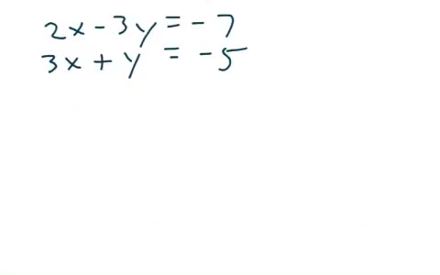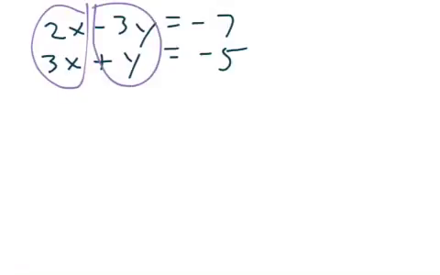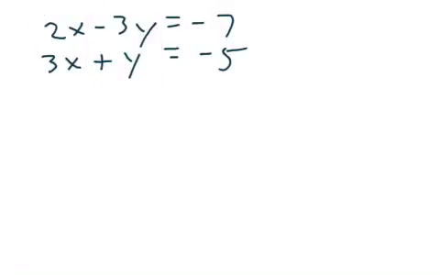Okay, last problem. Well, this one's a little different than the last two, because here's our problem. 2 and 3 don't match up. Neither does minus 3 and 1. So what am I going to do? How about if we make this a 3, so that 3 minus 3y makes a 0, right? Okay, let's multiply the second equation by 3.